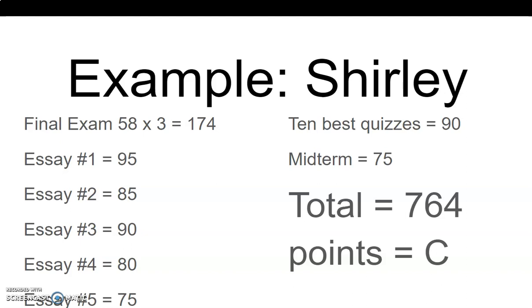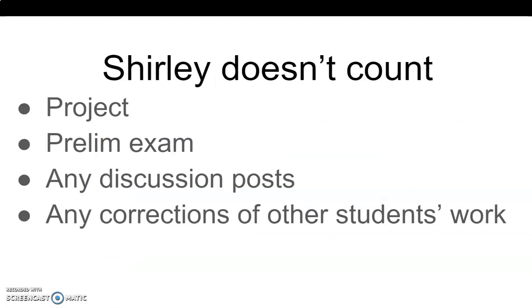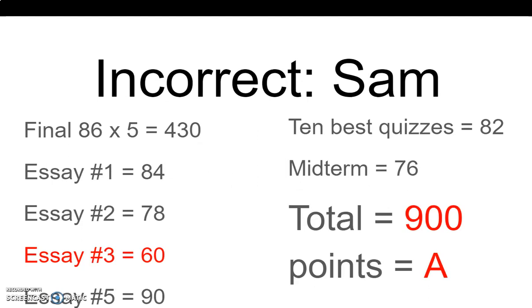She did better than that on her 5 essays. So each of those 5 essays will be counted before we start counting any part of her final exam. She also did very well on her 10 best quizzes and did pretty good on her midterm as well. You add up those components, she gets 764, so she passes with a C, even though she did horribly on her final exam. She doesn't even have to count her project, the preliminary exam, any discussion post, or any corrections of other students' work.